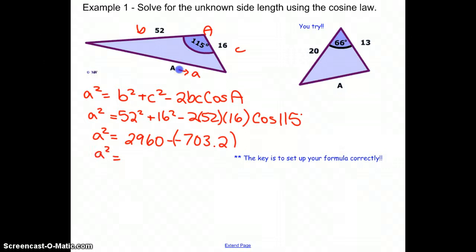So we'll get a squared equals positive 3,663.2. And finally, to get a by itself, we need to square root both sides. So our side length a equals 60.5 units. The next example here is the exact same, so please give it a try.